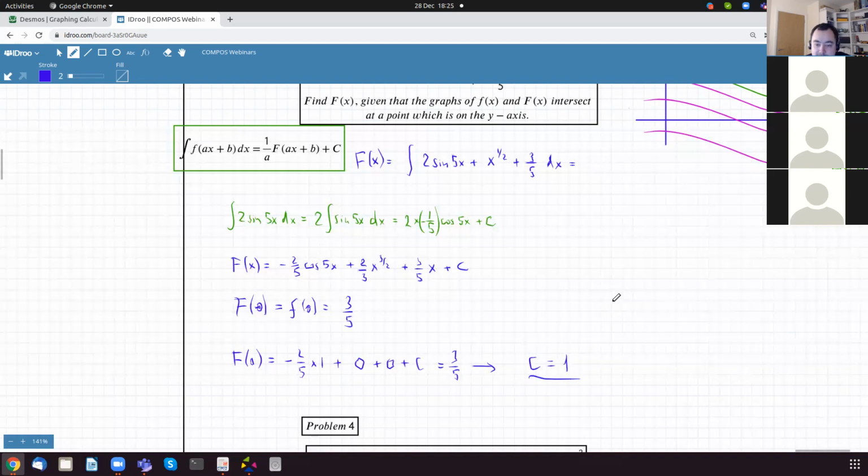And we get the answer. The answer is F of x is equal to minus 2/5 cosine 5x plus 2/3 x to the power 3/2 plus 3/5 x plus 1. This is the answer.